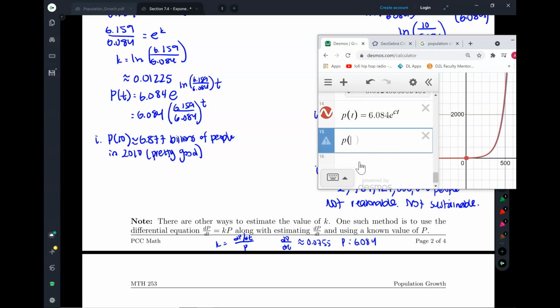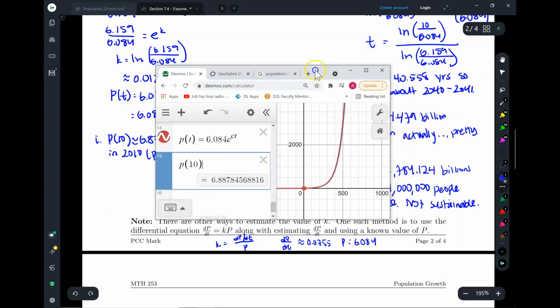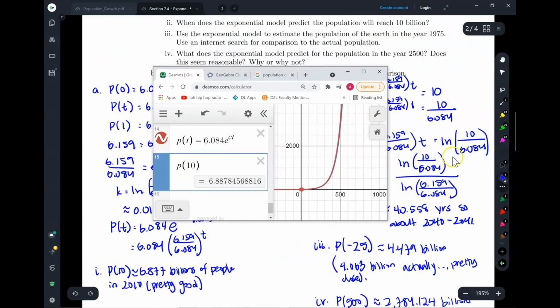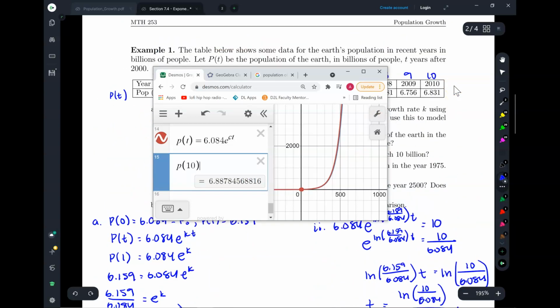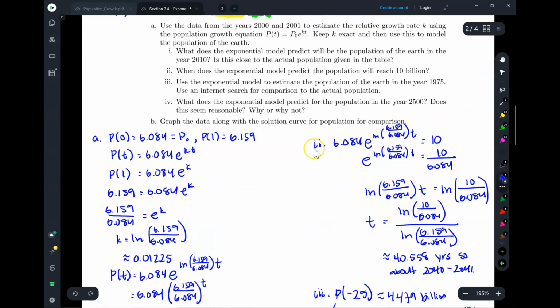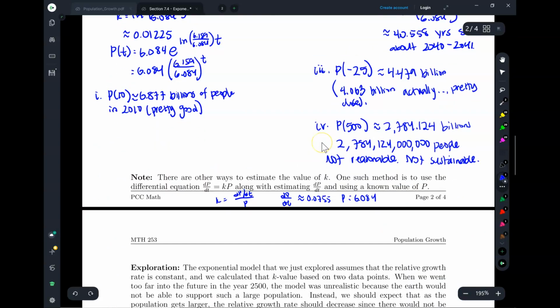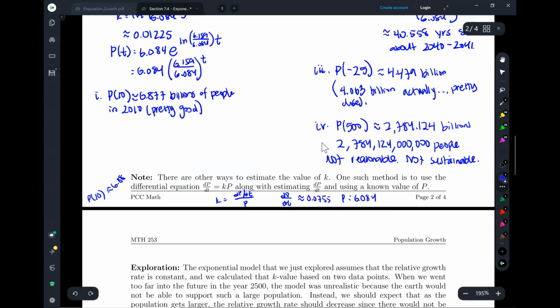So let's just see what it says for 2010. It has 6.887, so I'll just say 6.888 instead. And what we found before was 6.877. So let's see if that's more accurate. 6.877. So this way was more accurate. That is, finding the K value using kind of logarithms and using that population model instead. So I'll just write that over here for one moment. We found P of 10 to be about 6.888. And that's less accurate than the one that we did before.